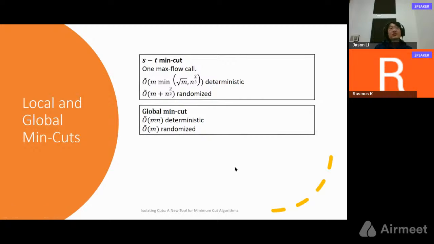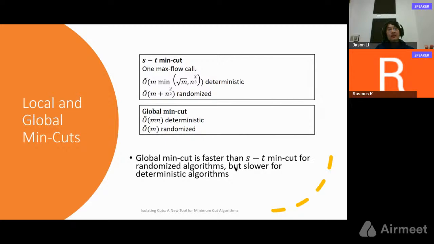Okay, so let's focus on the bottom 2 tiers first. What's interesting here is that global min-cut is faster than ST min-cut for randomized algorithms, but slower for deterministic algorithms. So in other words, there's no true relation before this work comparing global min-cut and ST min-cut. One is not any easier than the other in a reduction sense, because the complexities are different for randomized and deterministic. So this is one kind of relation that we'll address in this talk.